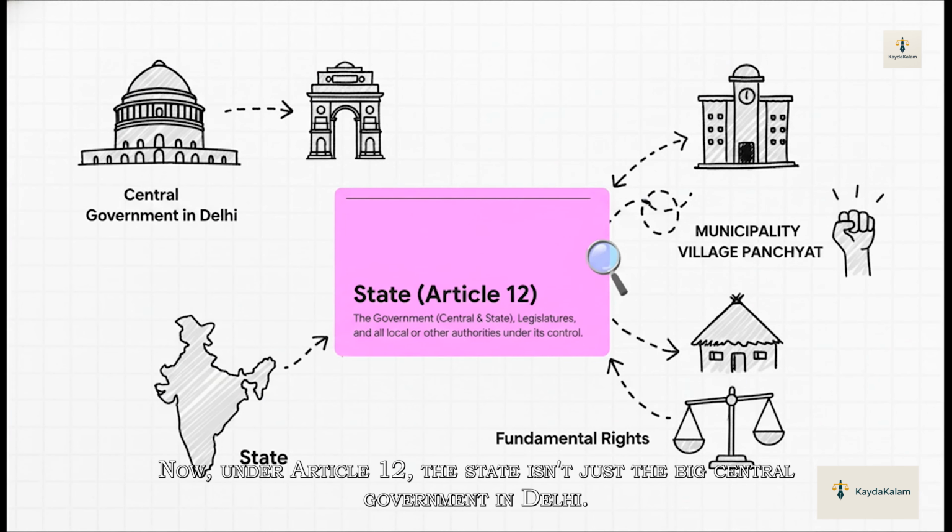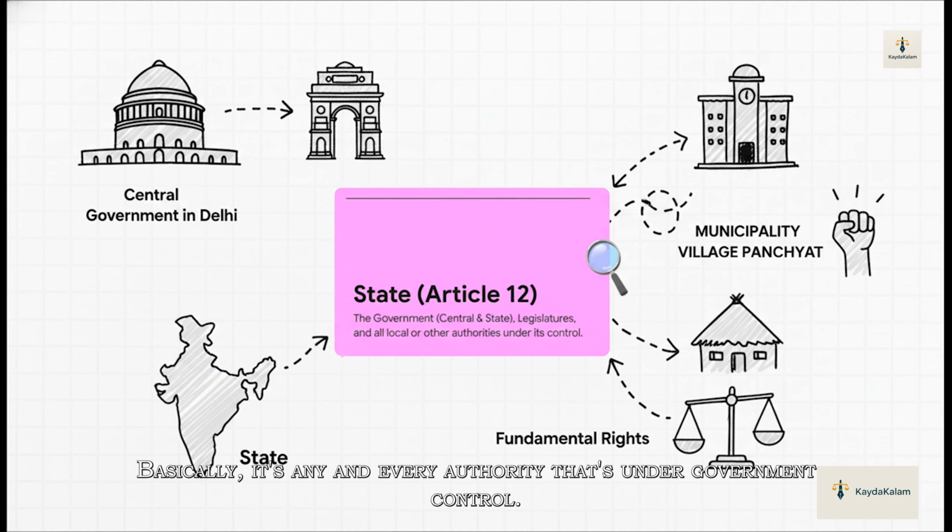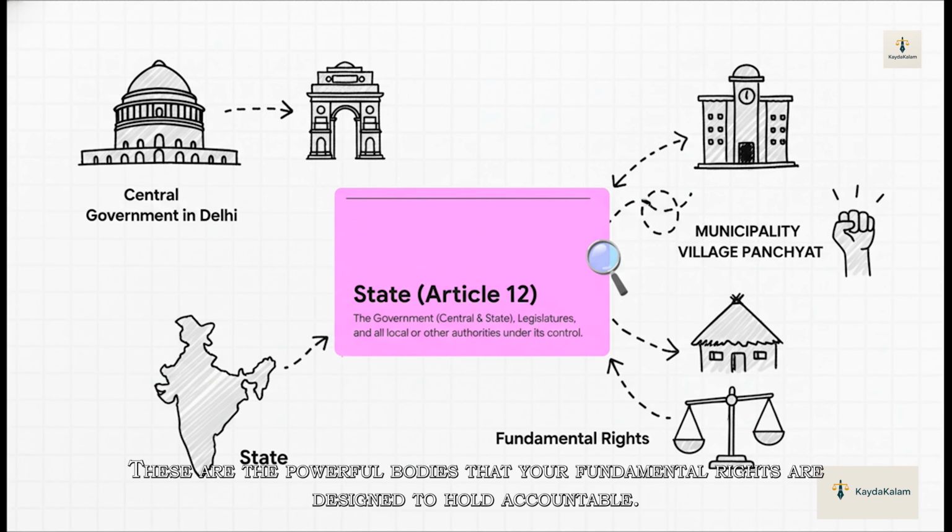Now, under Article 12, the state isn't just the big central government in Delhi. Nope. It's your state government, it's parliament, it's your local city council, even your village panchayat. Basically, it's any and every authority that's under government control. These are the powerful bodies that your fundamental rights are designed to hold accountable.